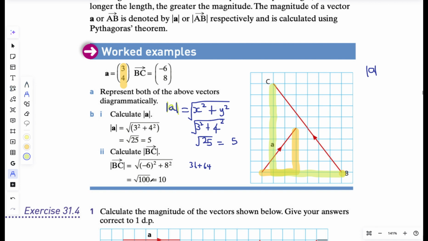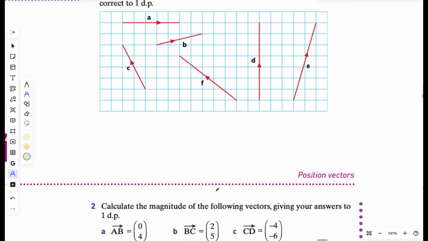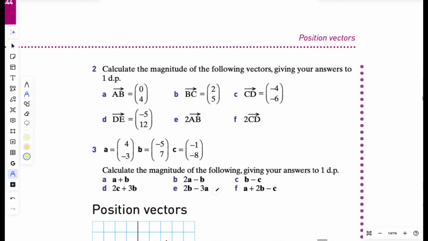That's how we got this 10. The square root of 100 gives us 10. Okay, so that's for magnitude. I think we're done with magnitude, so we hope you're able to do it. Okay, calculate the magnitude of this one. 0 square plus 4 square, that's 16. Square root of 16, you get 4. Magnitude of this one is 4. This one square is 4.